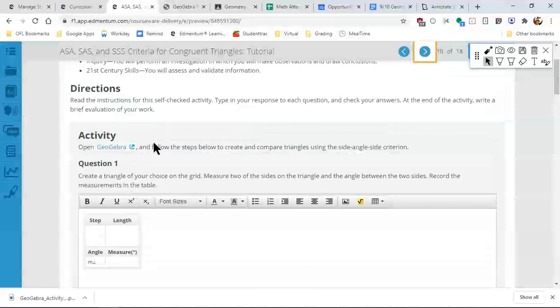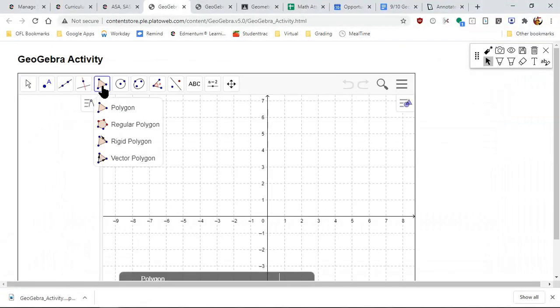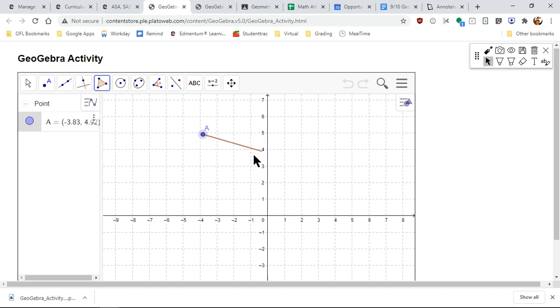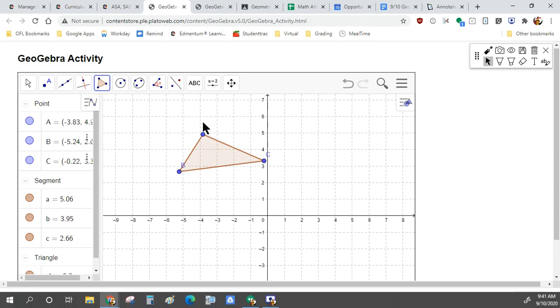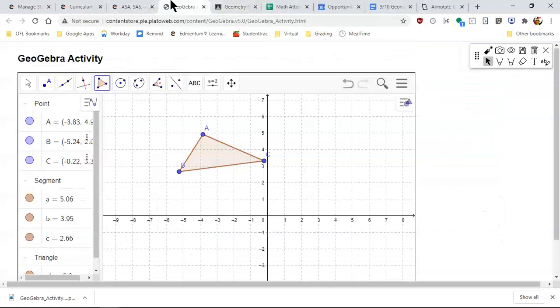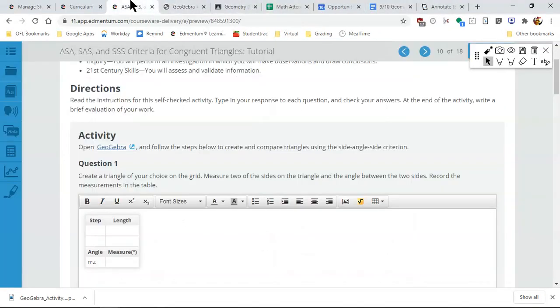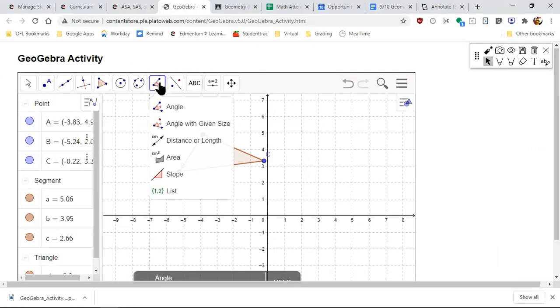So we're going to create a random triangle again. I always use the polygon because it kind of doesn't make any sense making your points and then making your polygon. So I'm just going to make the polygon from the beginning. And now what it wants us to do, let me get rid of this, is measure the sides. So I'm going to use my little measuring tool here.